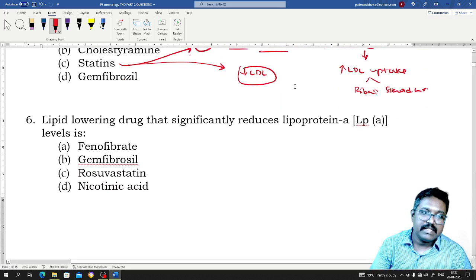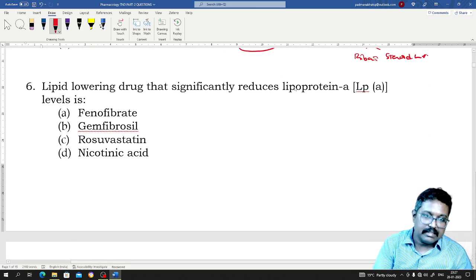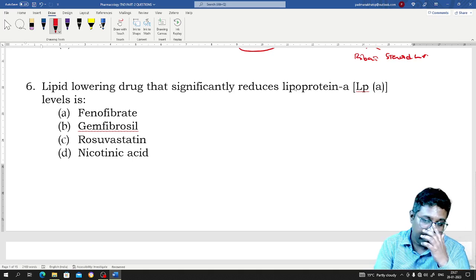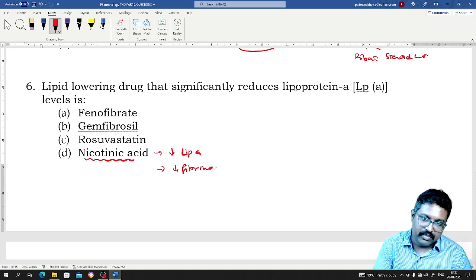So next, moving on to the sixth MCQ, that is a lipid lowering drug that significantly reduces lipoprotein A. Again a direct question, that is nicotinic acid is the one which is going to decrease the lipoprotein A, as well as it is going to decrease the fibrinogen. So this is the statin, and these two belong to the fibrates.